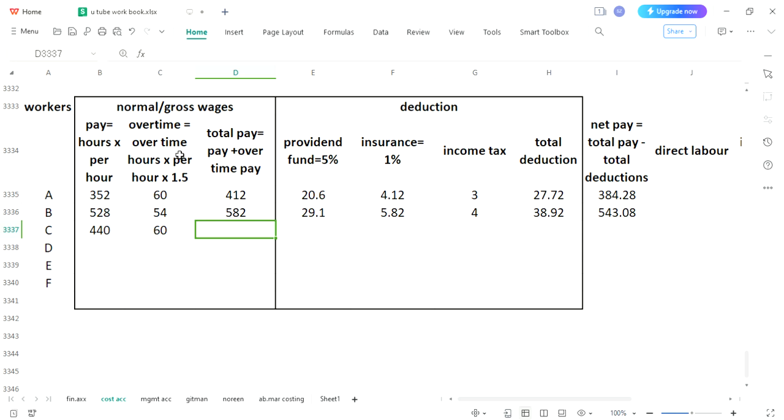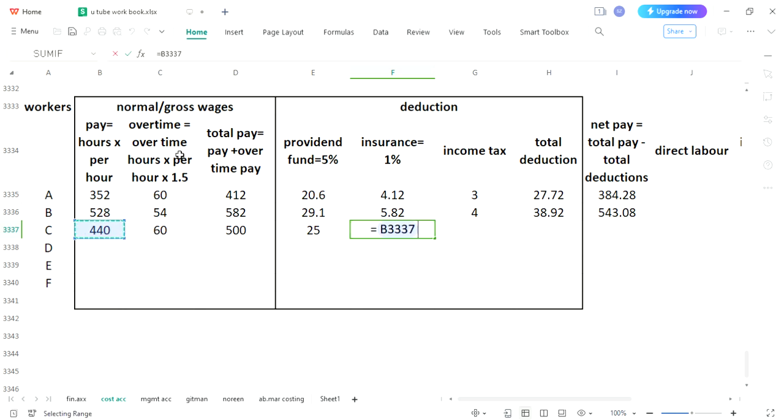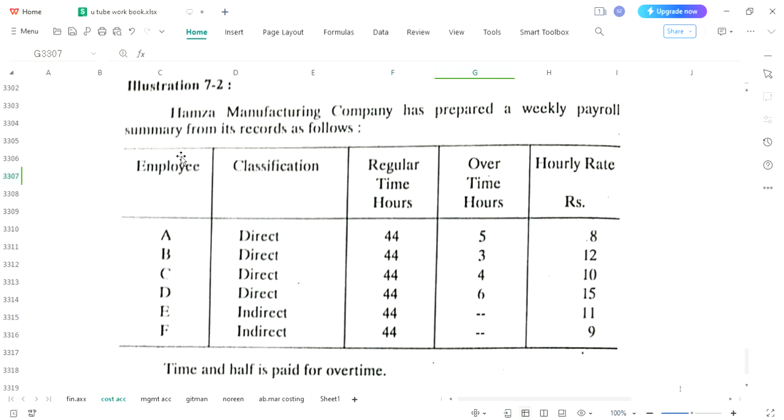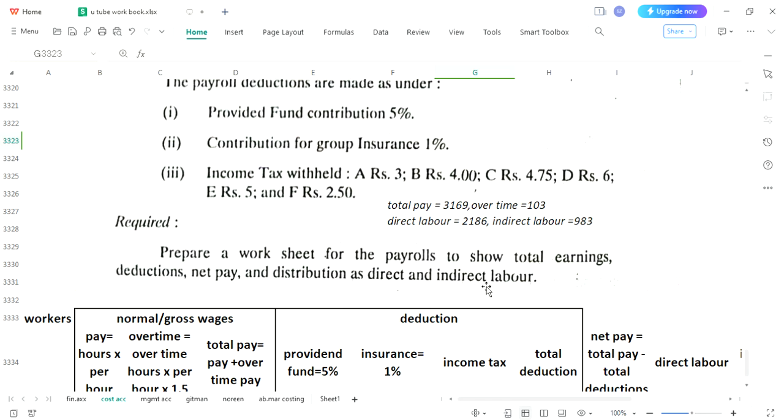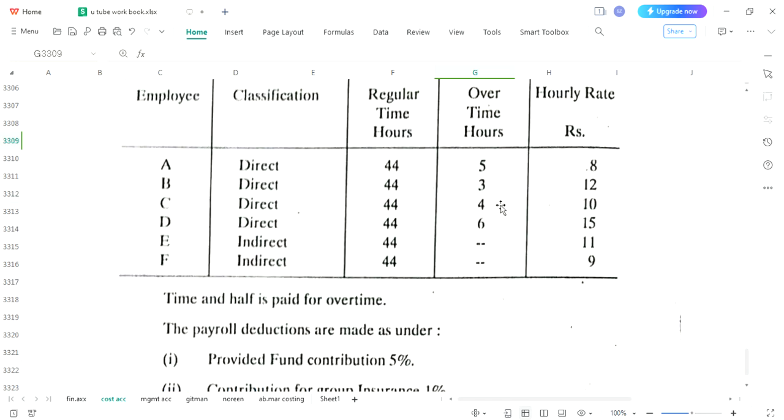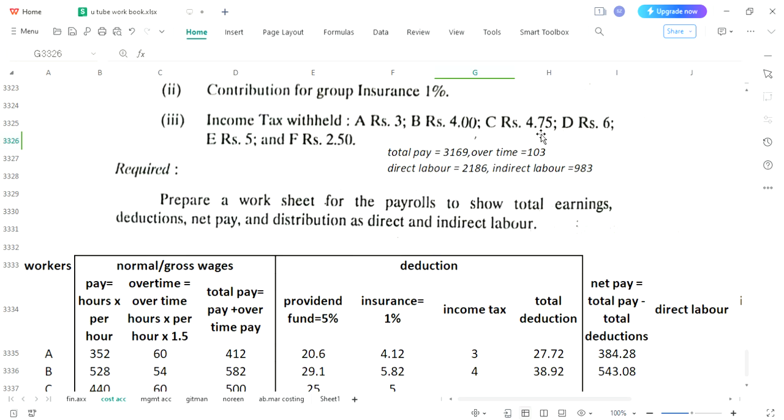Now total payment has two factors, normal pay plus overtime. This way total payment has been calculated. Provident fund as it is, total payment multiplied by 5 divided by 100. Insurance amount, payment 500 multiplied by 1 divided by 100. Then income tax, let's go back to the question. For C, income tax is 4 for both persons. No, for B, income tax, okay. Here for C, 4.75.